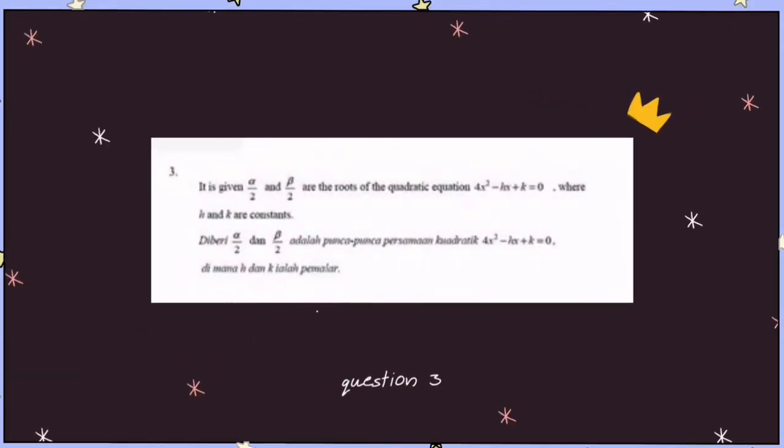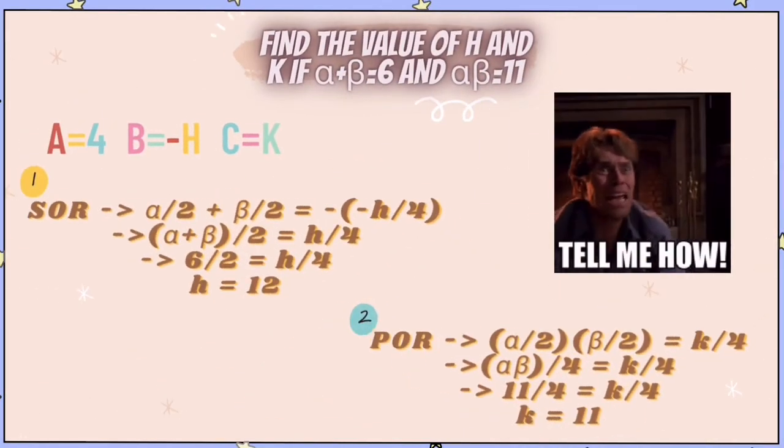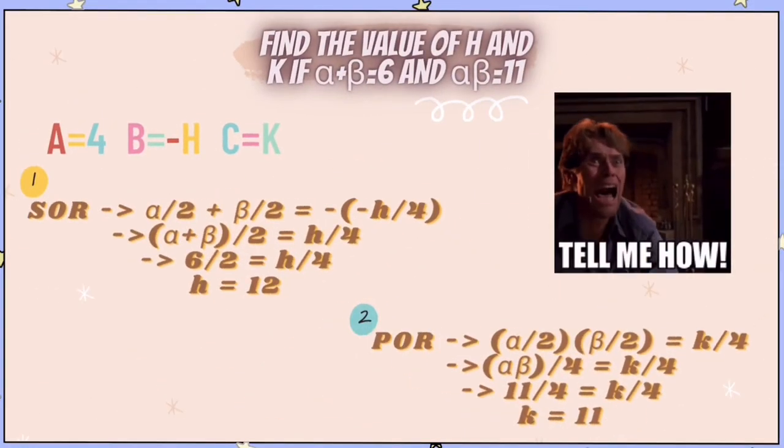Lastly, question number 3. It is given that alpha over 2 and beta over 2 are the roots of the quadratic equation 4x squared minus hx plus k equals 0, where h and k are constants. First of all, we need to find the values of h and k if alpha plus beta equals 6 and alpha beta equals 11.